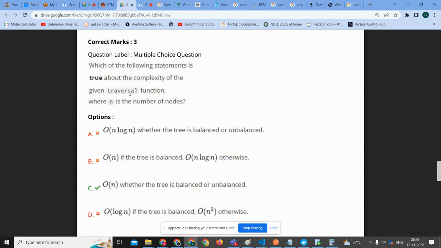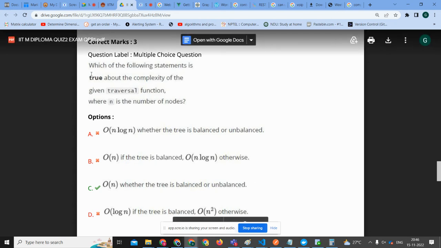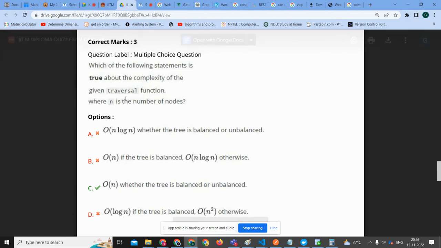Okay, Nomit, can you talk? Which of the following statements is true about the complexity of the given traversal function, where n is the number of nodes?